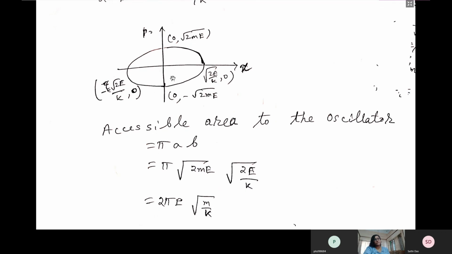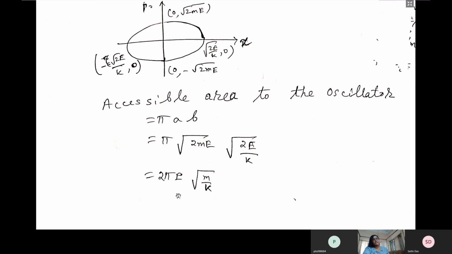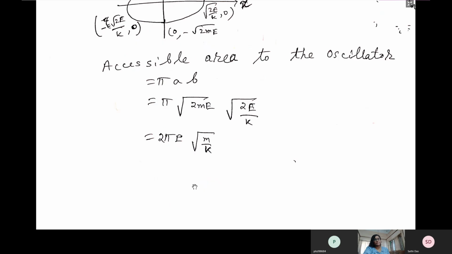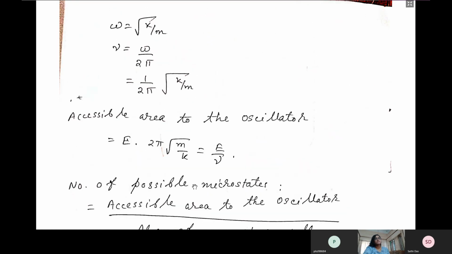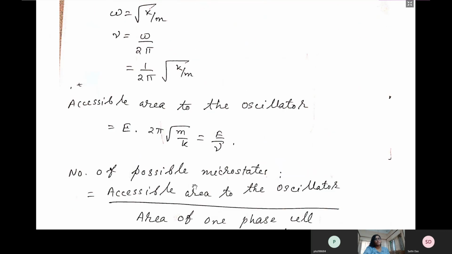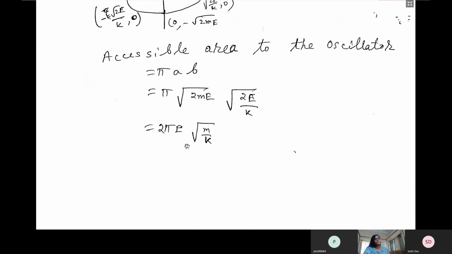So from the coordinates you calculate the values. Now the accessible area of the oscillator becomes 2 pi E into root m by k. Now we want to write it in terms of omega.